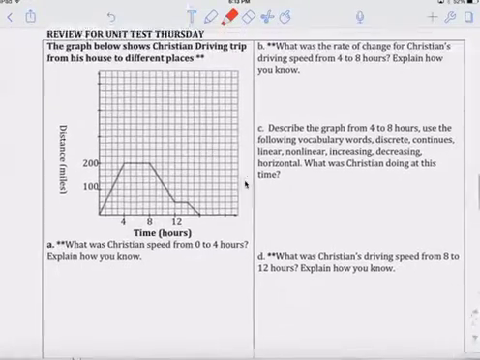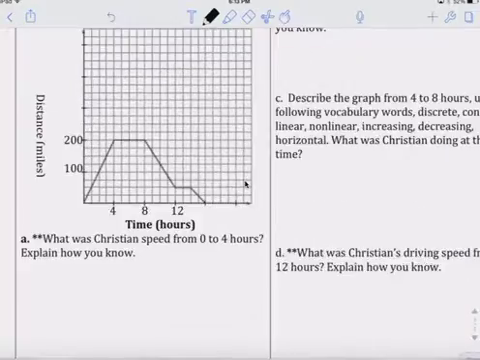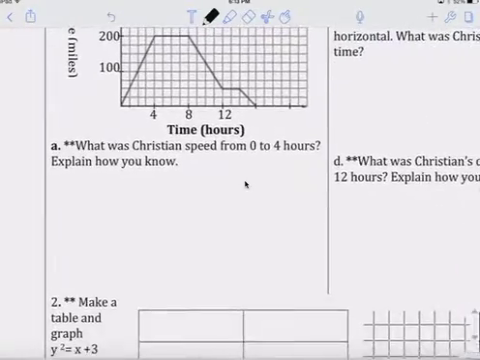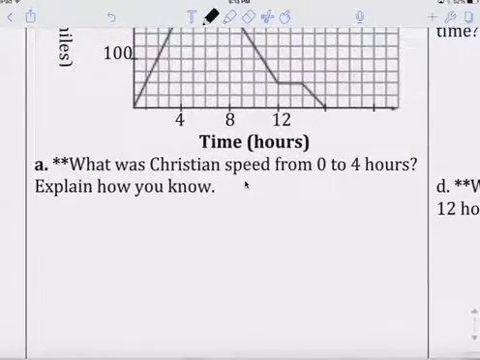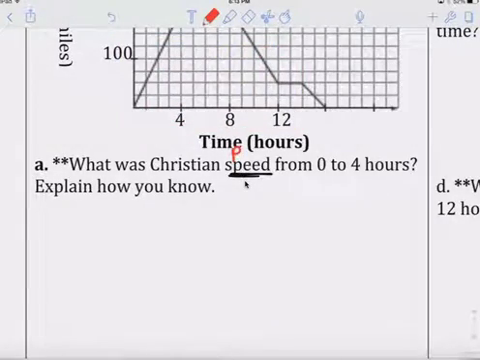Anyways, here's number 1. The graph shows Christian's driving trip from his house to different places. What was Christian's speed? Speed, remember, is the same thing as rate of change. It's an important word, rate of change, and later you'll know it as slope.